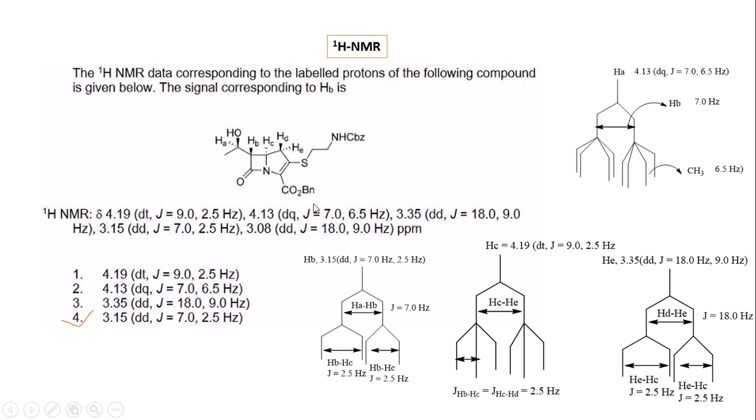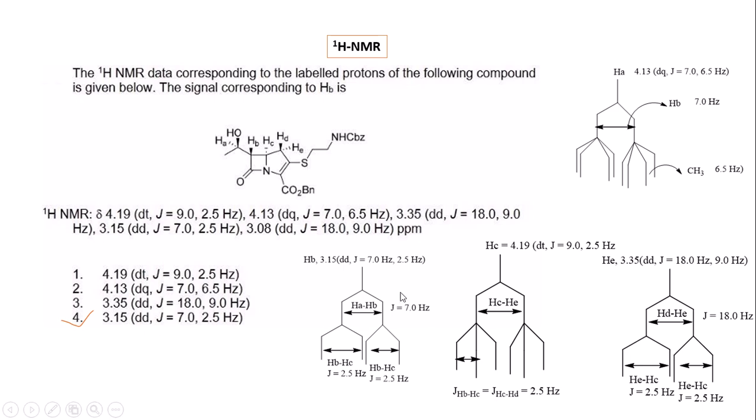And from the splitting pattern, we can see that HB appears as a doublet of doublets, where both are in the trans orientation, so the coupling constant value in both cases will be small. Here J equals 7.0 and J equals 2.5 Hertz. The coupling between HA and HB is 7.0 Hertz, and the coupling between HB and HC is only 2.5 Hertz. This coupling constant is lower due to the lowering of the dihedral angle, and it mostly belongs to 60 or 70 degrees.